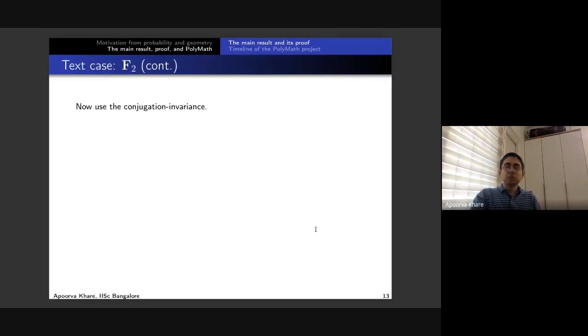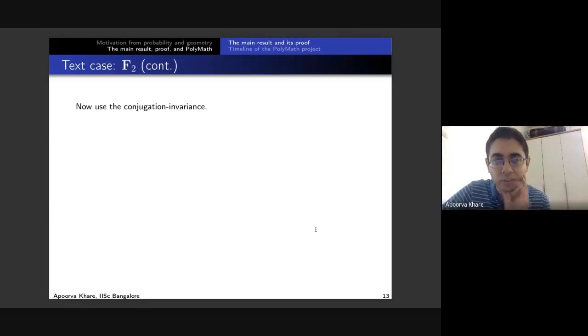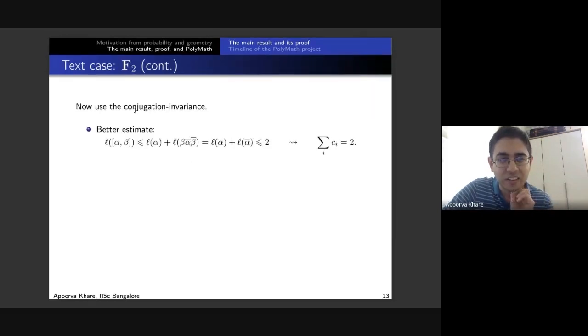So now here is where I use the conjugation invariance, or the right invariance, of the metric or the length function. Here is a nice way. I can go down from 4 to 2 immediately. Why? Because the length of alpha, beta, alpha bar, beta bar is less than the length of alpha plus the length of the rest. But you see, this is a conjugate, beta alpha inverse beta inverse. The length of a conjugate, that's what right invariance was. The right invariance was saying the length of G inverse B inverse A G equals the length of B inverse A. You can remove the G inverse and G.